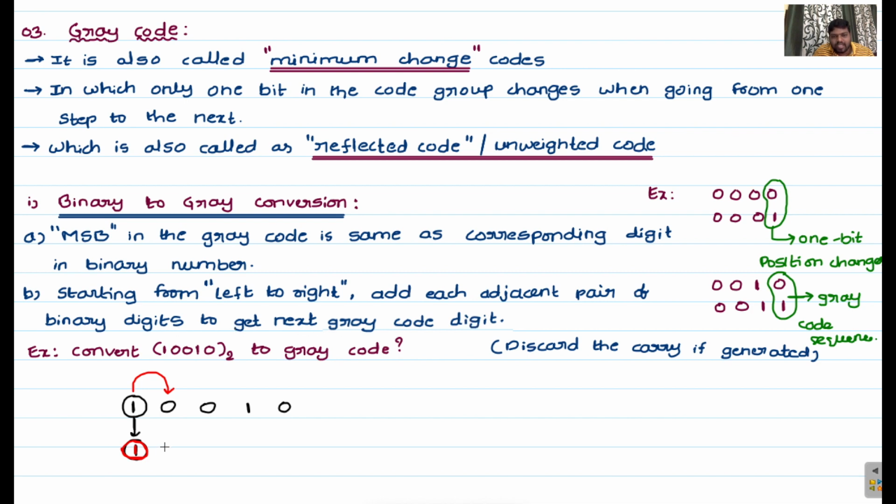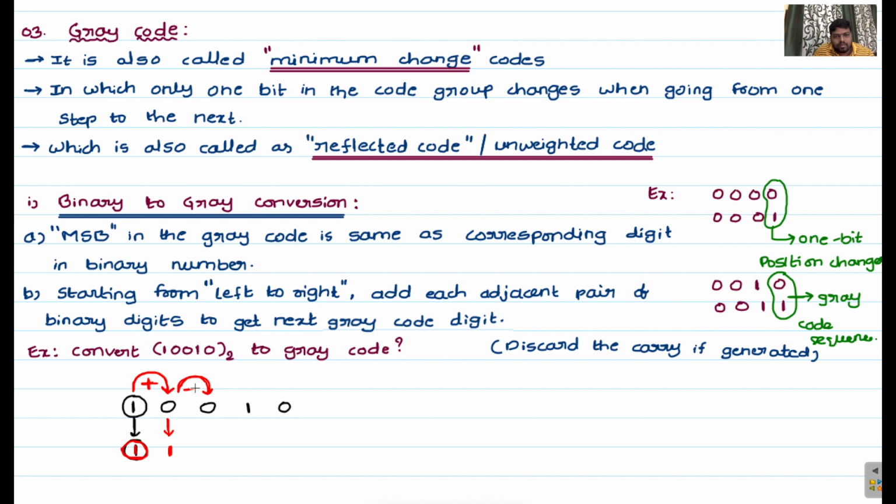If you want the next gray code digit, you can add these adjacent pairs of binary digits, and then you will get the next gray code sequence, right? So if I am adding this 1 plus 0, you can take normal binary addition only. We already know binary addition, so this is normal binary addition. 1 plus 0 is nothing but what? So we are getting 1 here.